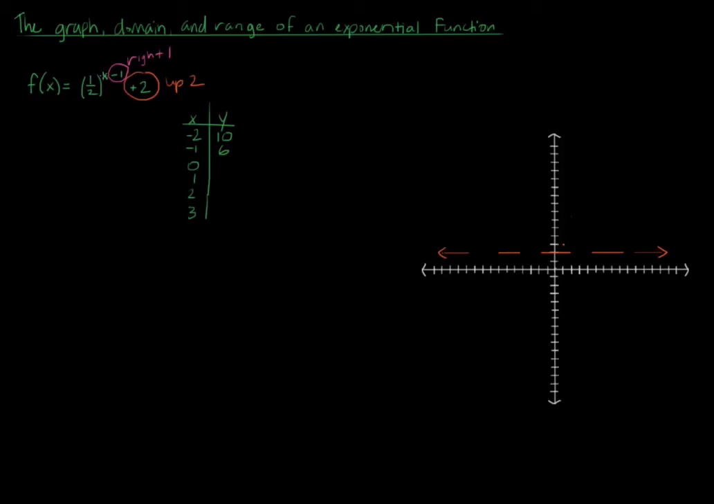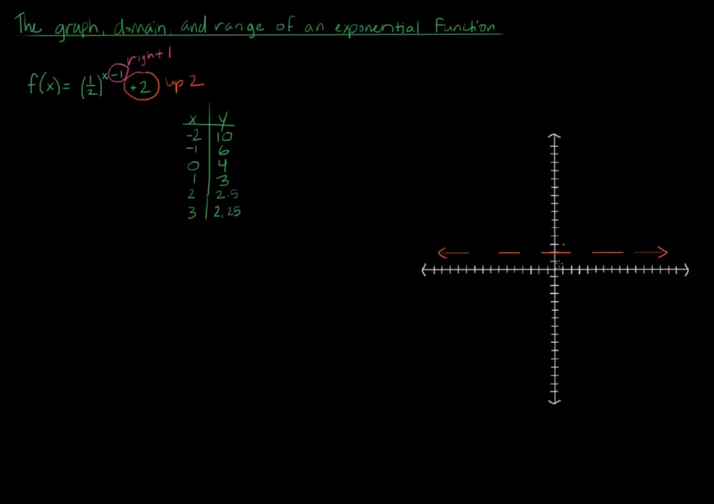0 is going to be -1. 1/2 to the -1 is the same as 2 to the 1st, so that's going to be 2 plus 2 is 4. 1 is going to be 0, so this is going to be 1/2 to the 0 power, which is 1, plus 2 is 3. 2 is going to be 1 here in the power, so 1/2 to the first power is just 1/2, plus 2 is 2.5. 3 here is going to give us a power of 2, which is going to be 1/4, so it'll be 2.25.